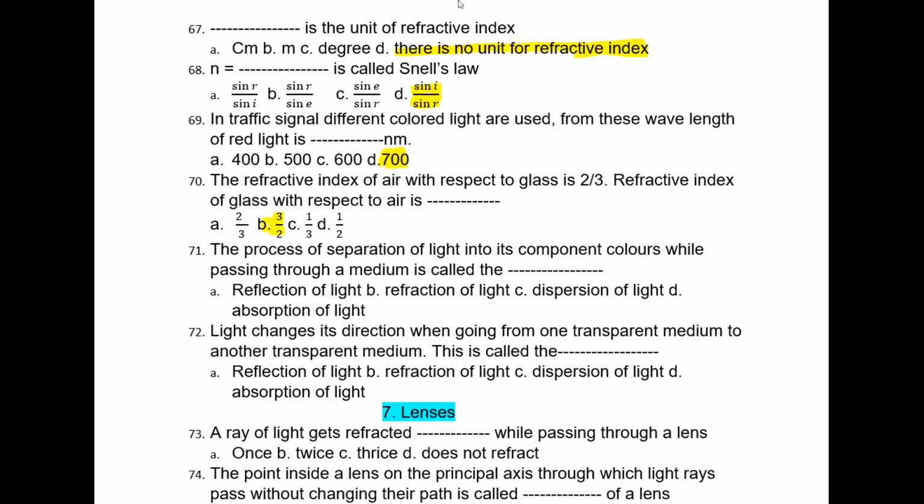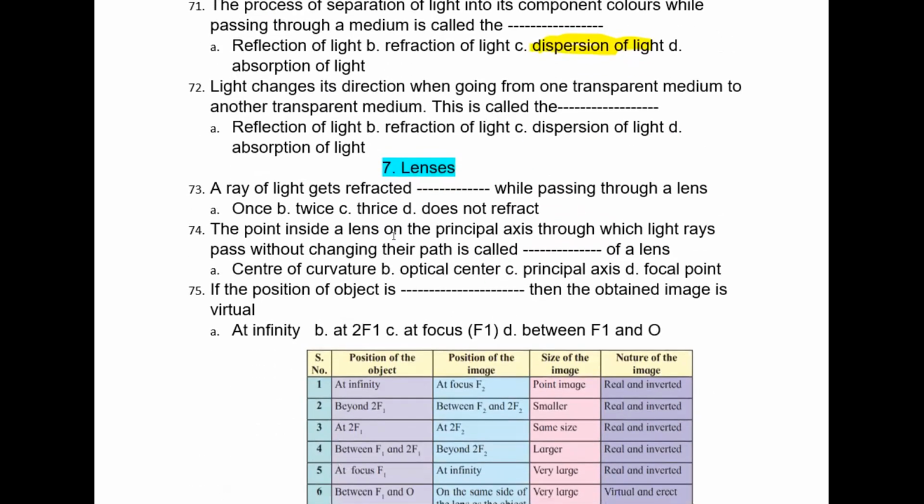Next question is, the process of separation of light into its component colors while passing through a medium is called dash: reflection of light, refraction of light, dispersion of light, absorption of light. We know that the process of separation of light into component colors is called dispersion. Next question. Light changes its direction when going from one transparent medium to another transparent medium. This is called dash: reflection of light, refraction of light, dispersion of light, absorption of light. We know that it is known as refraction of light.